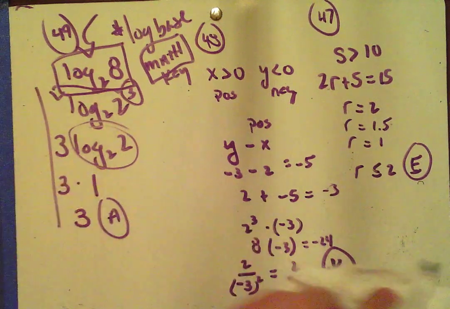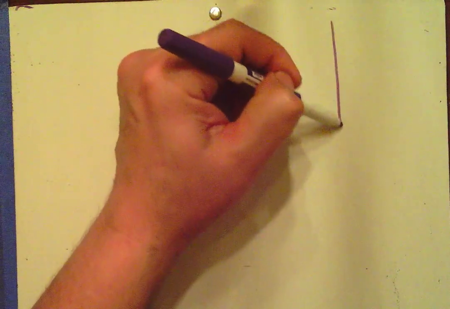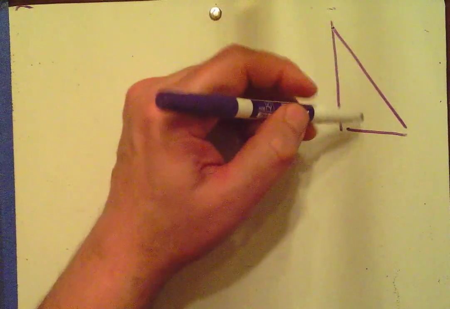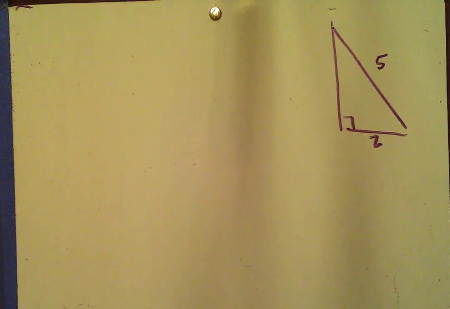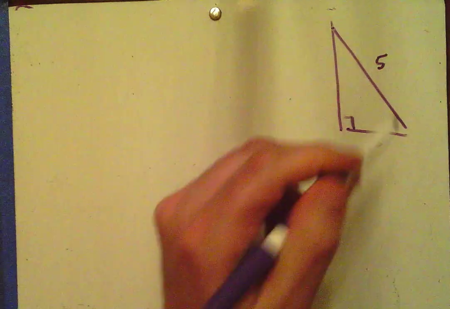Let's take a look at 50. 50 is another geometry question. We're given a right triangle with side lengths of 5 and 2, and we're asked for the tangent of B.